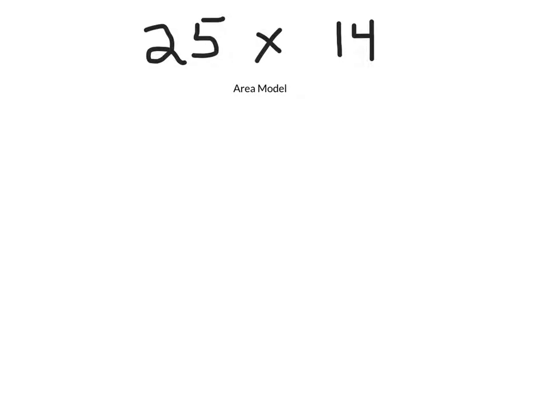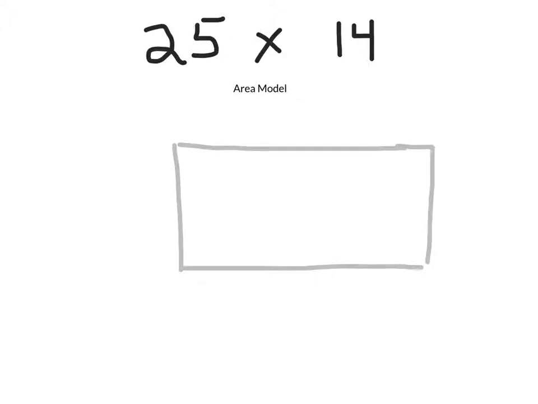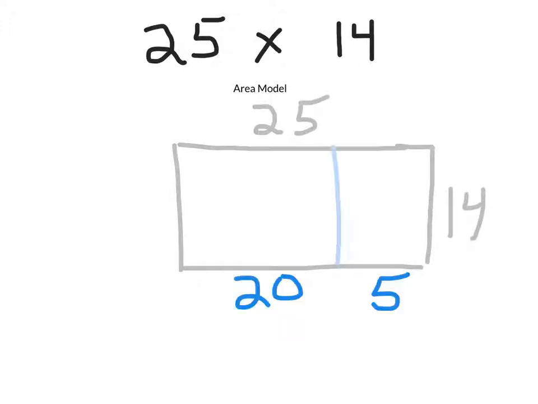We are learning to do 2-digit by 2-digit multiplication, and the students are learning a few methods so they can choose the one that works best for them. First, I'm going to show you the area model. You start with making a rectangle, and then you break up your numbers by place value.